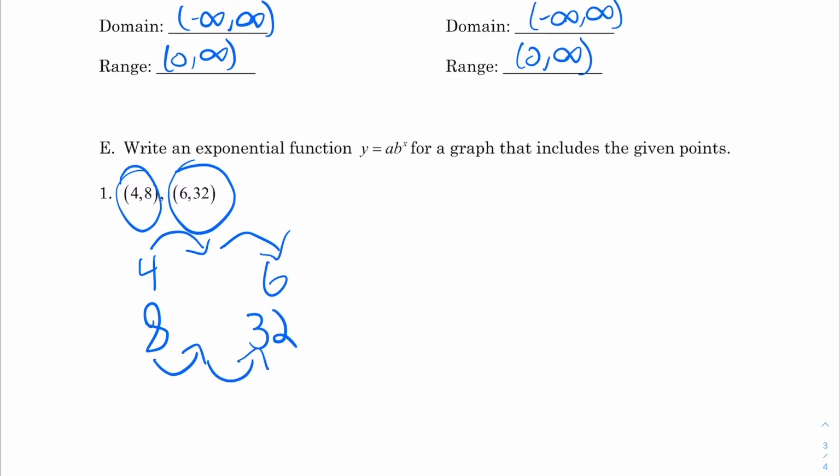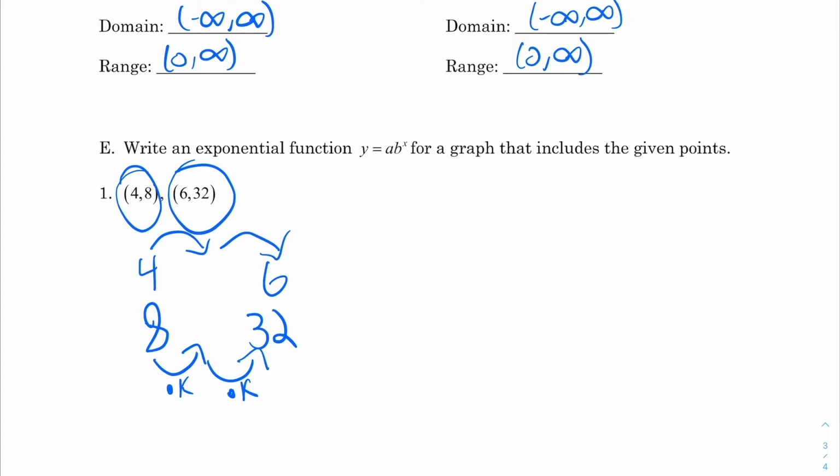So something happened twice because it went from 4 to 5 to 6 for x, and it went from 8 to something to 32 for y. So since the x's had a change of 2, then the y's you would want to also multiply by something twice. Times something, and then times something.